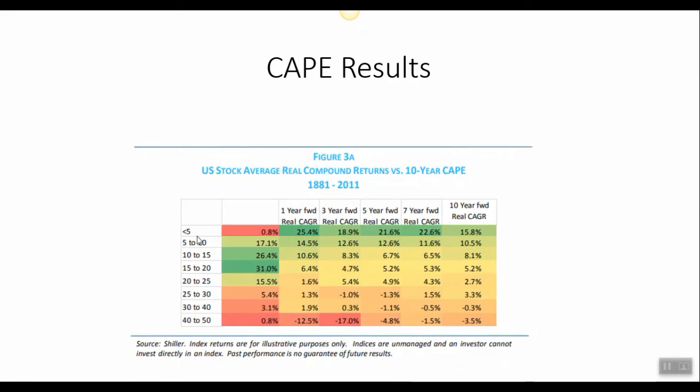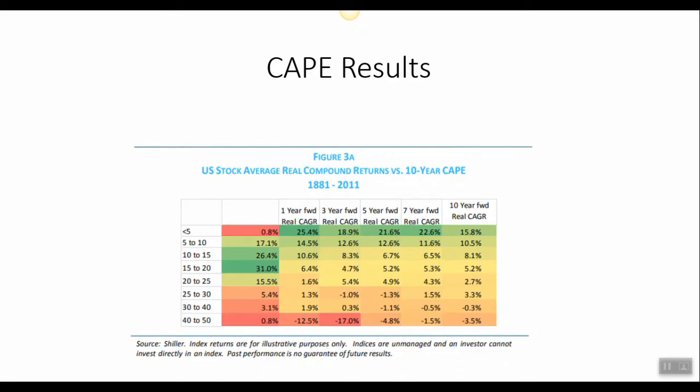Basically, the cheaper you buy markets or industries, the higher the return over time. The more expensive the market is, and you put money in expensive markets, and we're here, the U.S. is down here right now, 30 to 40. Look at your 1 year, 3 year, 5 year, 10-year forward real compound annual growth rates. You have negative returns over 10 years, guys, and I can guarantee you during that time you're going to have a big drawdown.